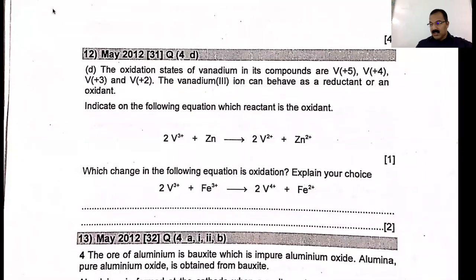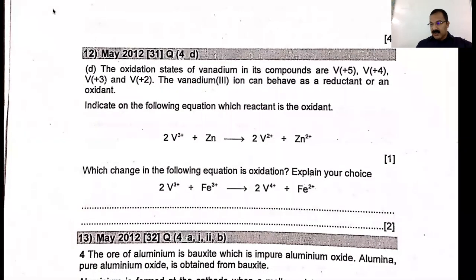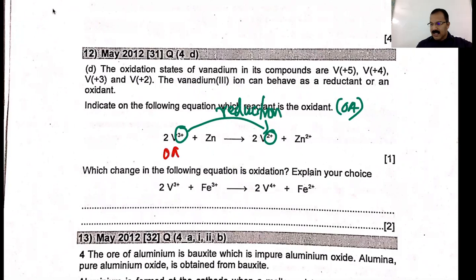Indicate in the following equation which reactant is the oxidant. Oxidant or oxidizing agent undergoes reduction, we said. This undergoes reduction. 3 plus becomes 2 plus, right? It is 3 plus and it is 2 plus. That is reduction. If that is reduction, that is the oxidizing agent, because it makes zinc lose electrons. You know, zinc is becoming Zn2 plus and 2 electrons. These electrons are taken up by vanadium 3 plus.